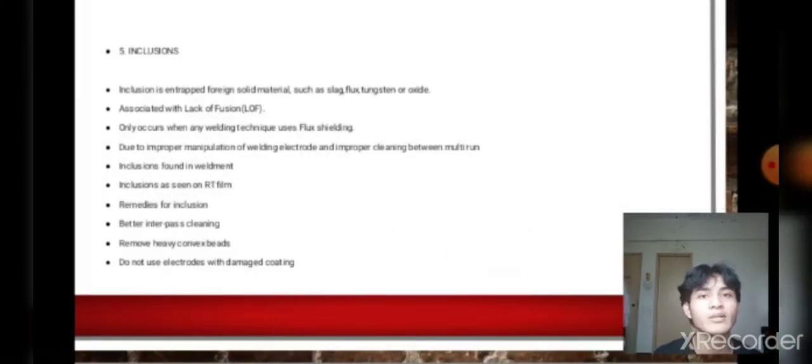Fifth, inclusions. An inclusion is entrapped foreign solid material such as slag, flux, tungsten, or oxide. Associated with lack of fusion, it only occurs when a welding technique uses flux shielding. Due to improper manipulation of the welding electrode and improper cleaning between multi-runs. Inclusions found in a weldment are seen on RT film. Remedies for inclusion: better interpass cleaning, remove heavy convex beads, do not use electrodes with damaged coating.